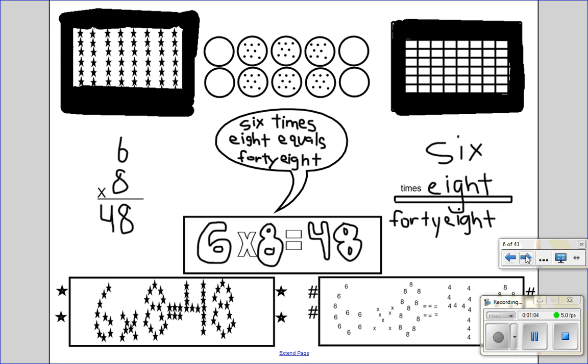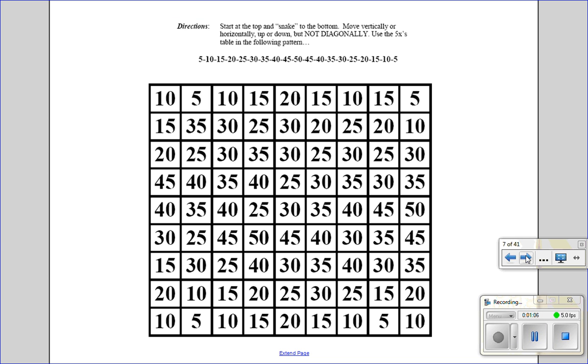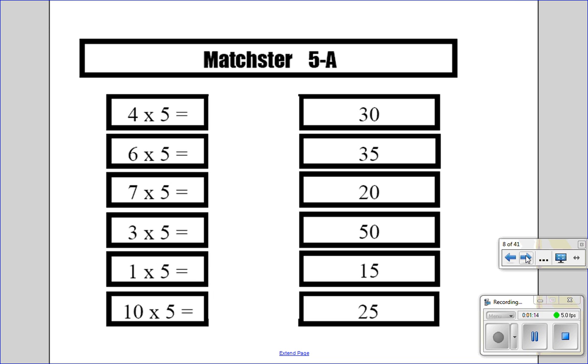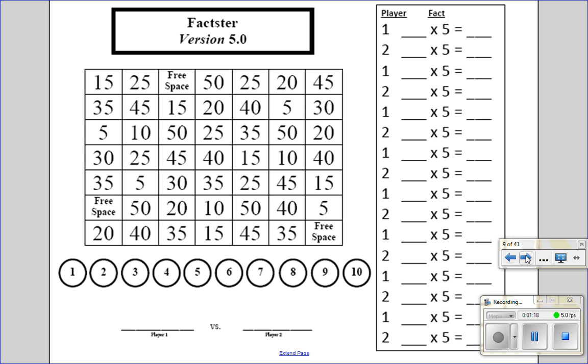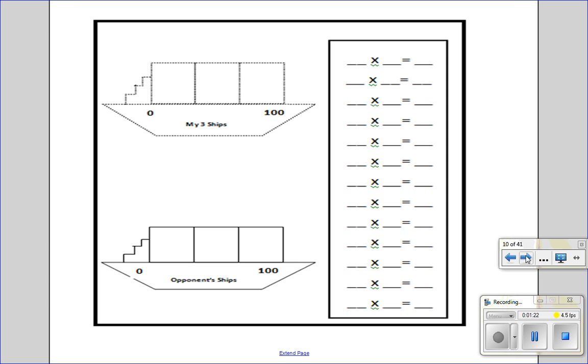Next are all the games. This is, of course, the Snakester game that I've played with many of the classes. I'll go through it in detail. Next is the Matchster, where you match the problem with the answer, followed by, this is a Faxter, where the object is to get 4 in a row, and Shipster, where you're trying to sink the other person's boat.